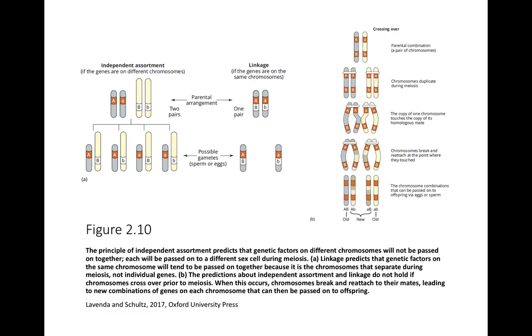And so this here is looking at how we can have independent assortment and linkage. Generally, we expect that genes are going to independently assort. That means they're not going to travel together. They are going to, particularly if they're on different chromosomes, have an equal probability of being present in each of the gametes. There are some factors that can lead to differential heredity, including linkage.